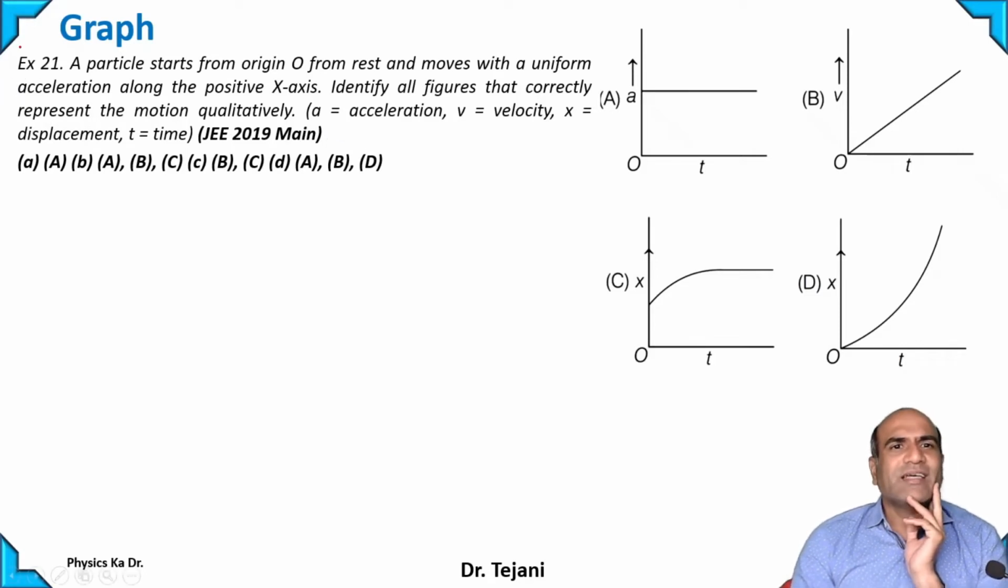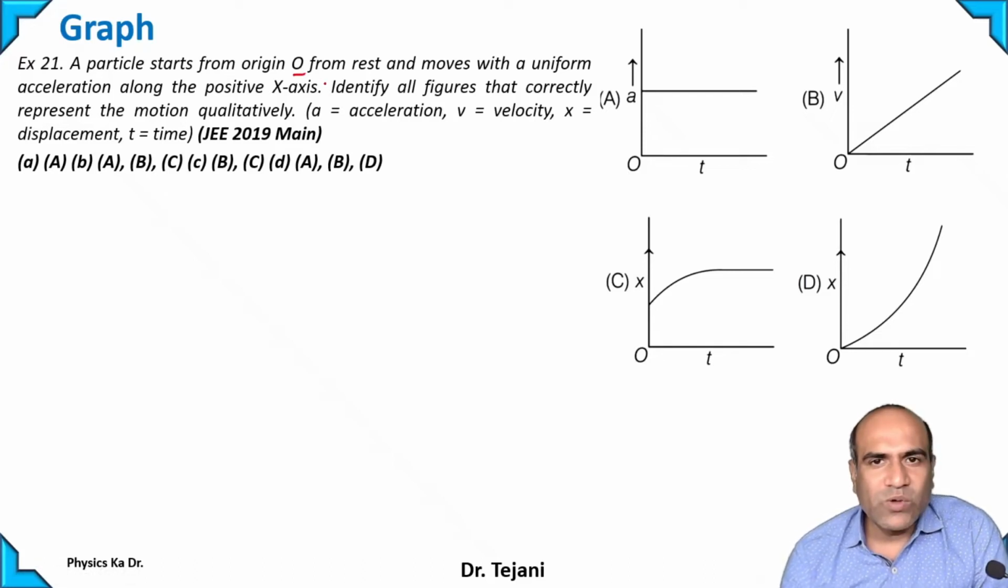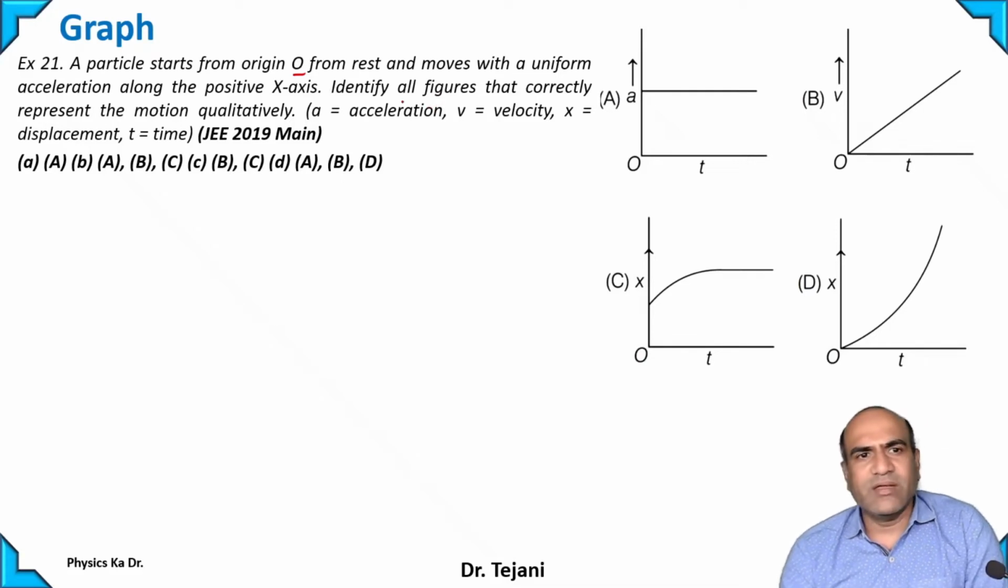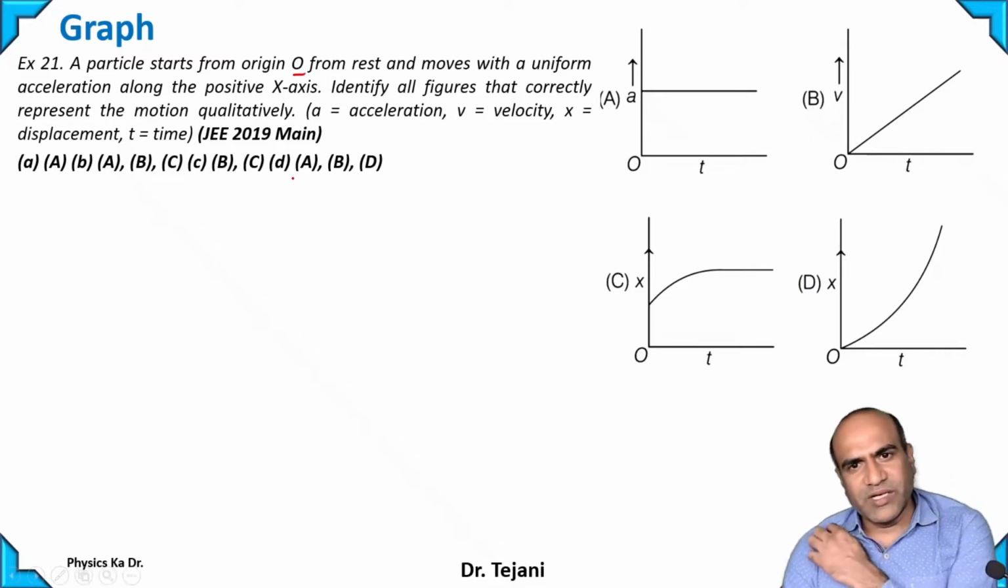What does it ask? A particle starts from origin O from rest and moves with uniform acceleration along the positive x-axis. Identify all the figures that correctly represent the motion. Here a is acceleration, v is velocity, x is displacement, t is time. It was asked in JEE Mains. Option A, option B, A, B, C, option C, B, C, option D, A, B, D.